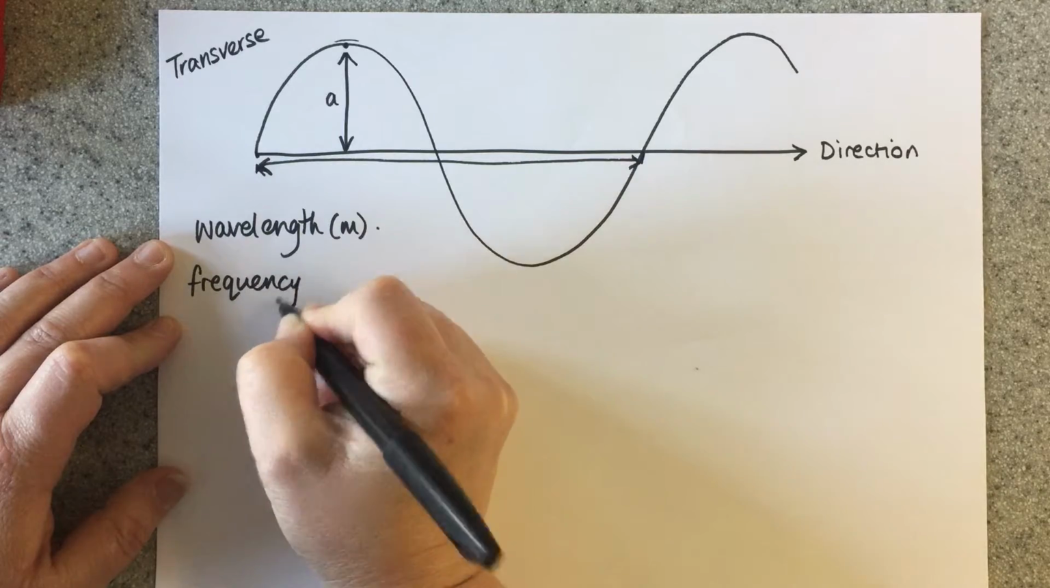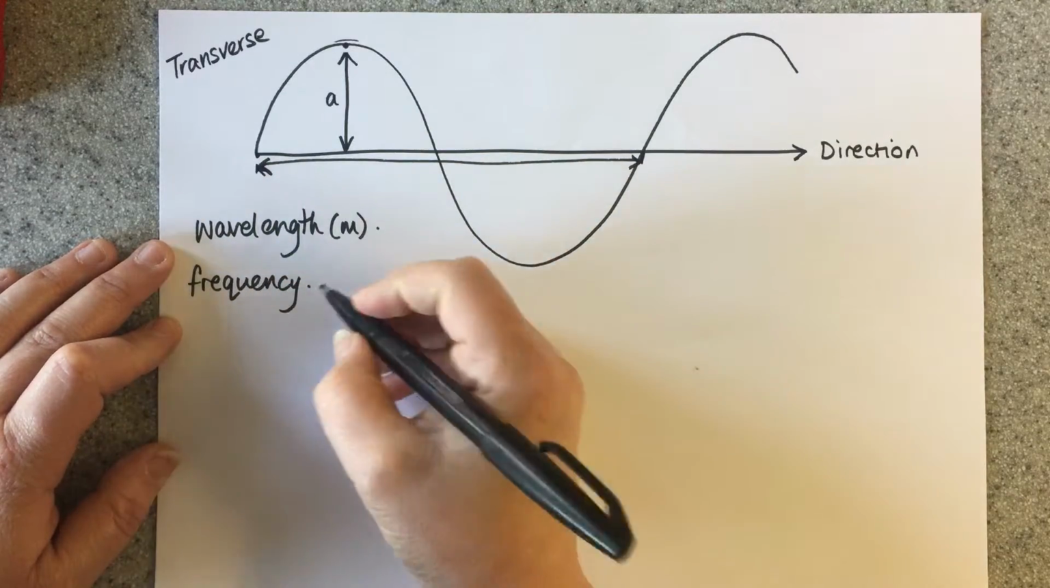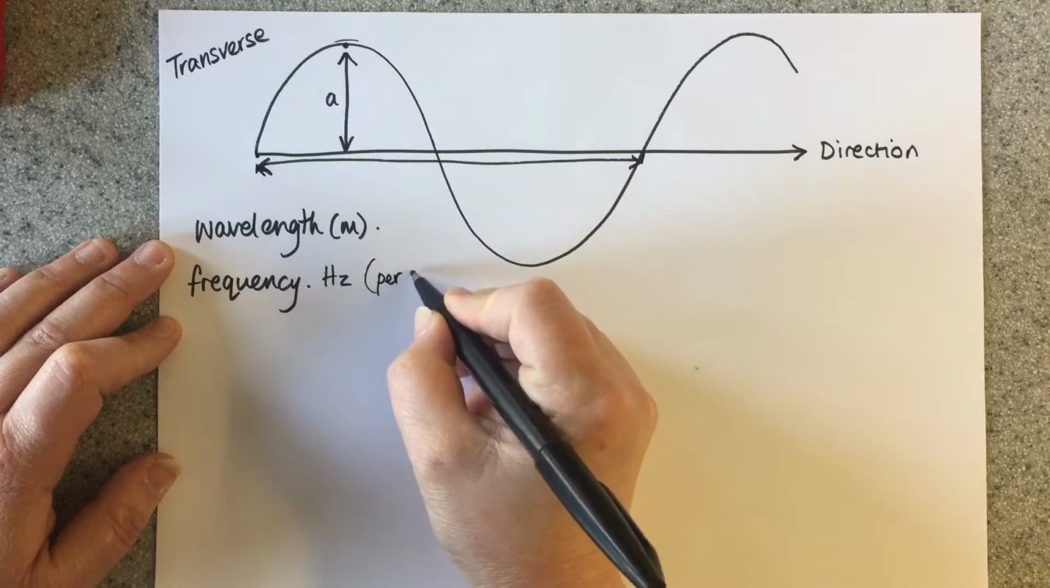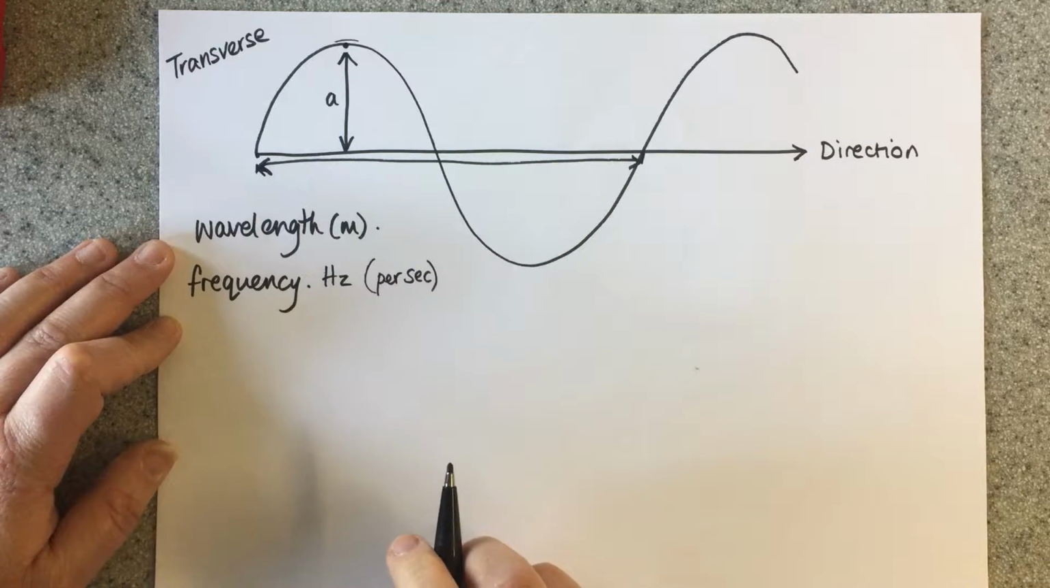The other thing that you can measure from the wave is your frequency. Your frequency is related to your wavelength. It's basically how many waves pass a point per second. It's measured in hertz, and hertz actually just means per second. So it's the number of waves per second.